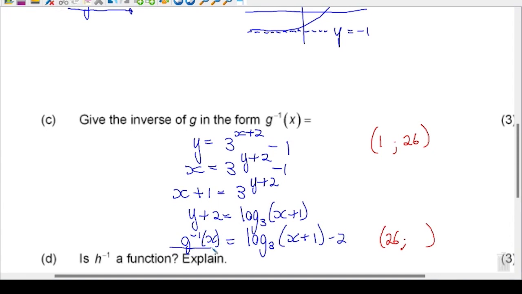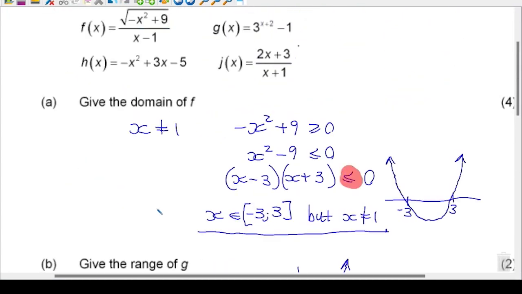Last thing I'm going to do, just for my own satisfaction, is check: if I put 26 in there for x, I get 27 inside the bracket. Log base 3 of 27 is 3. 3 take away 2 is 1. And lo and behold, I get 1 out. That's very convincing that I have got this question correct.